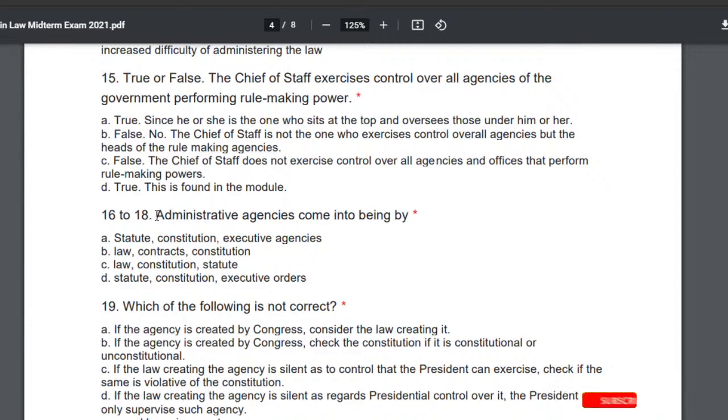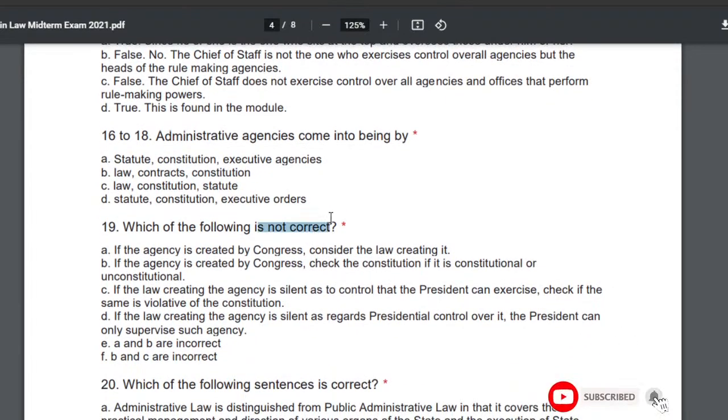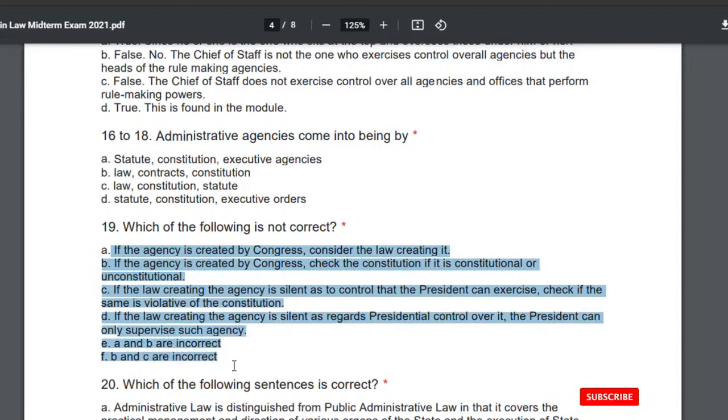Number 16 to 18, admin agencies come into being by. Okay, you choose which is the correct answer for 16 to 18. Number 19, which of the following is not correct? Again, when you answer this one, we're going to use the Google form. Okay, the Google form, so you just tick the correct answer. Which of the following is not correct? There's E and F, so be very, very wary. You should check which is not correct among the choices.